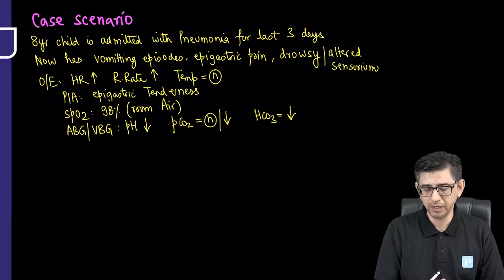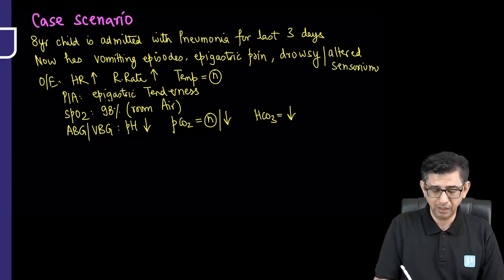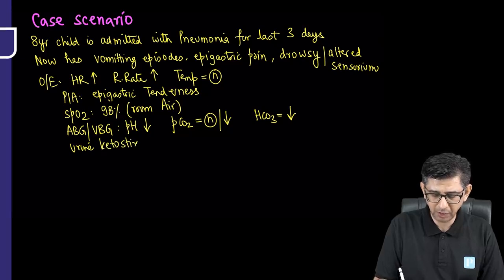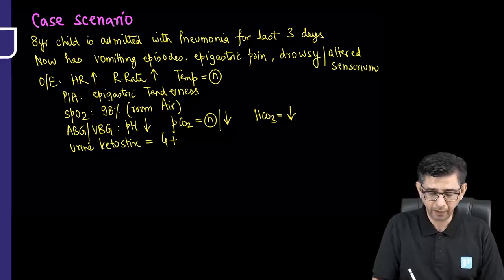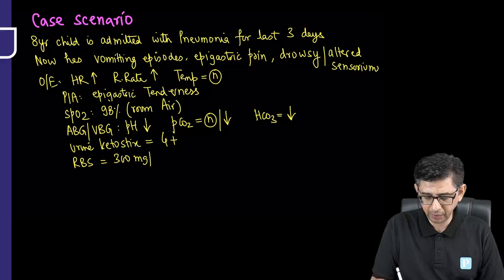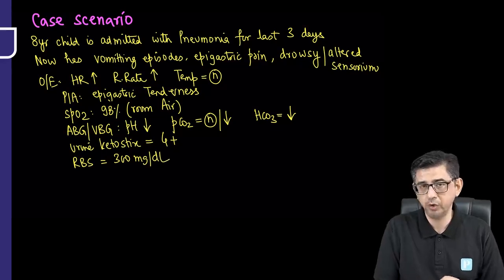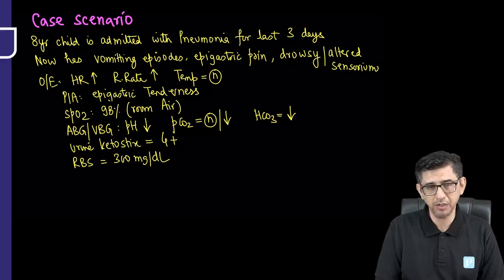Considering that there is an acidosis and bicarbonate is low, I know it is a metabolic acidosis, and therefore I've also instructed my nurse to get a urine evaluation of this patient done for the presence of ketones. When the report came, it was a shocking 4 plus or 3 plus positivity, and I got a random blood sugar of the patient done as well, and that turned out to be a shocking 300 milligram per deciliter. So you can see that I'm trying to work out a case where there is a metabolic acidosis, there are ketones, and there is an elevated sugar.